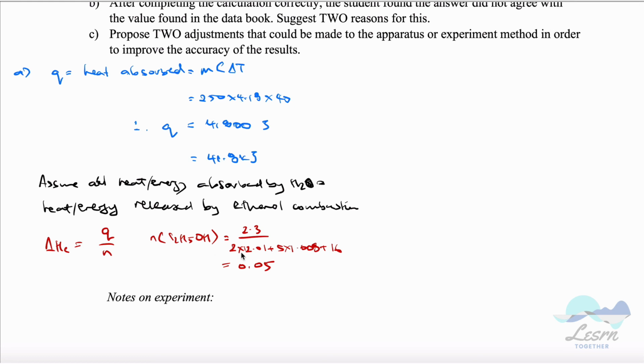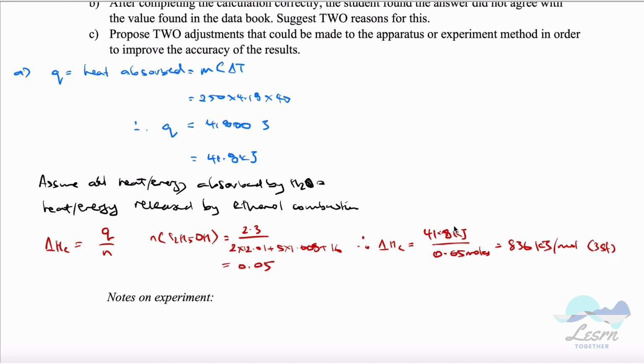And so therefore, our final answer, the delta H, or the heat of combustion for ethanol, is going to be 41.8 kilojoules divided by 0.05 moles. So our final answer is going to be 836 kilojoules per mole, and then we've just rounded it to 3 SF. Okay, so 836 kilojoules per mole to 3 SF.